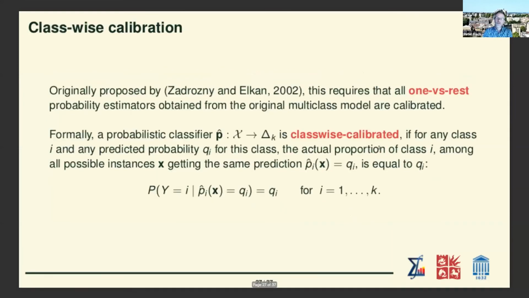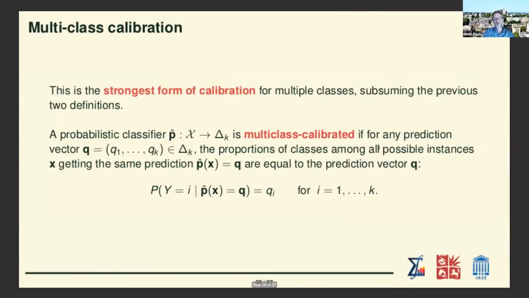A much older notion of class-wise calibration is basically saying that all one versus rest binary probability estimators are calibrated. So that's a stronger concept because we're not only looking at the argmax, we're looking at all of them. And finally, we can look at the whole vector of predicted probabilities. In each case, we want to make sure that that vector of predicted probabilities matches the vector of empirical probabilities, and that is written on this slide.